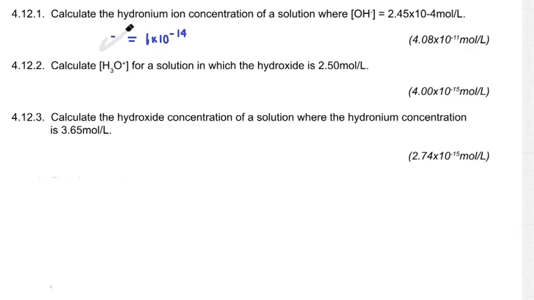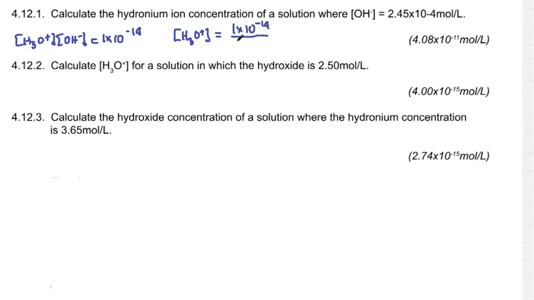So, if we're looking for an H3O concentration, sorry, and we know the hydroxide, we know that H3O times OH equals 1 times 10 to the minus 14, which we call Kw, the water constant. If you want to solve for H3O, you divide both sides of this by OH, and you get H3O plus equals 1 times 10 to the minus 14 divided by OH.